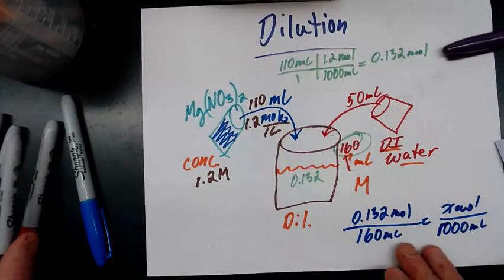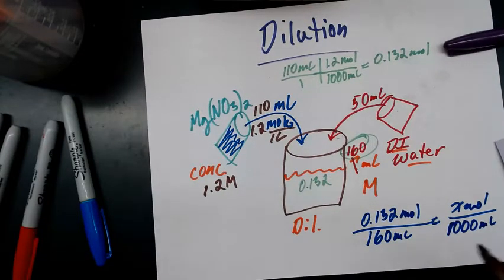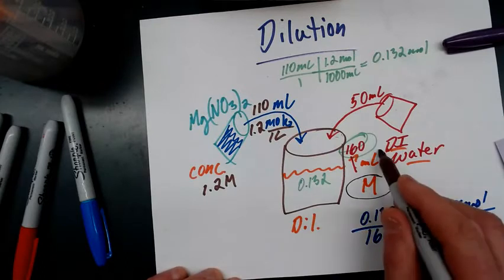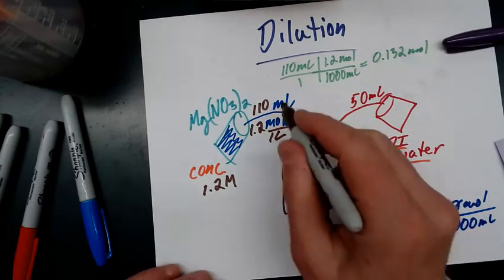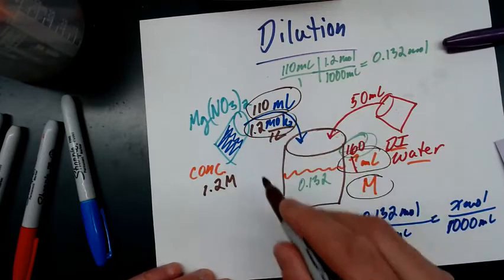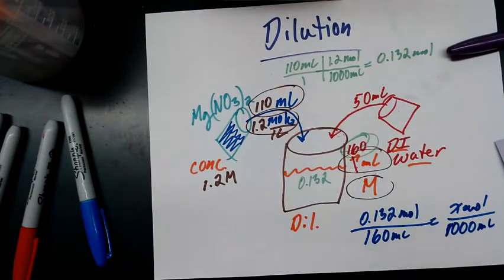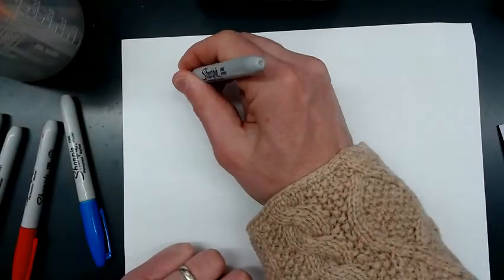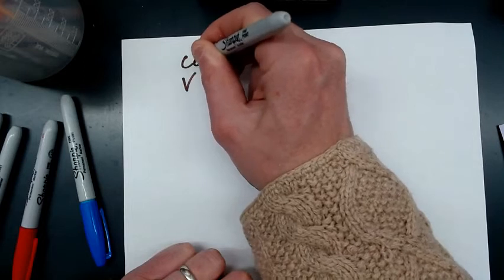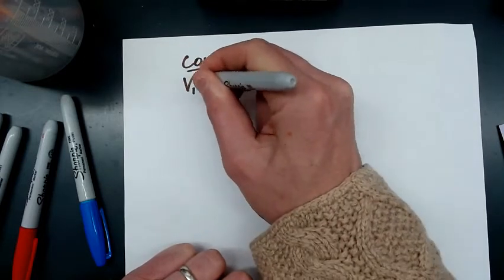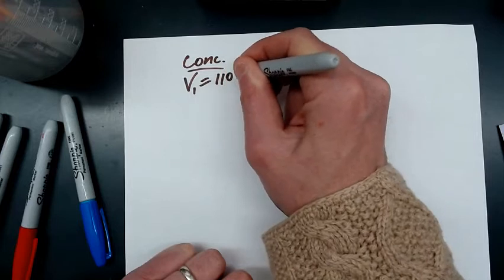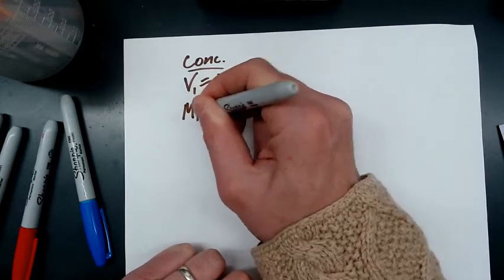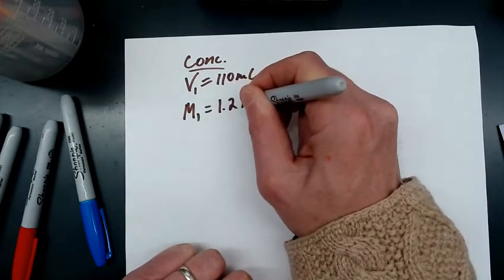An easier way of doing it, though, is say, okay, let's see. We don't know that. We now know this is 160. We know how many moles we poured in, and we know what the molarity is. So let's use something like this. I need a new sheet here. All right. So again, what do we know? We know a volume of the concentrate, so CONC. We know the volume is equal to that we poured in, 110 milliliters. We know the molarity of that is 1.2 big M.